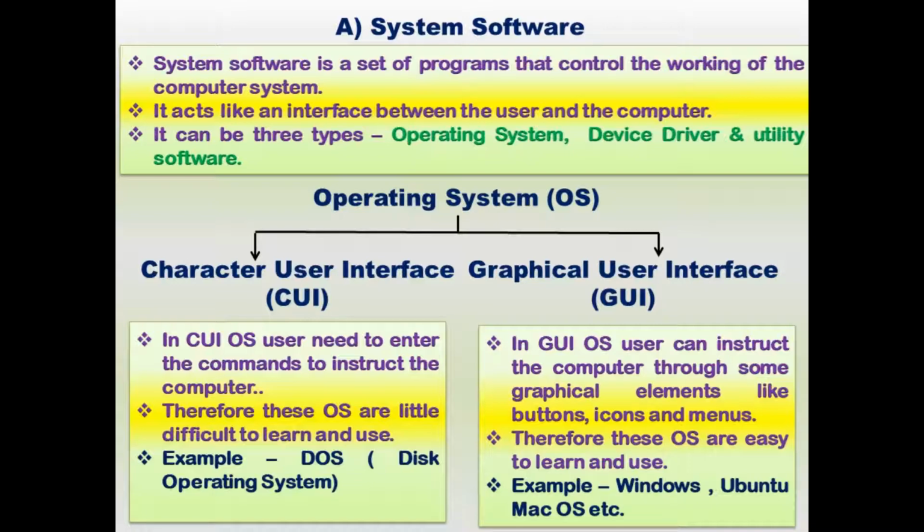Apart from the Windows operating system, there are Ubuntu, Mac, Apple, and many more operating systems that nowadays are graphical user interface based operating systems because they are very easy to learn and use.